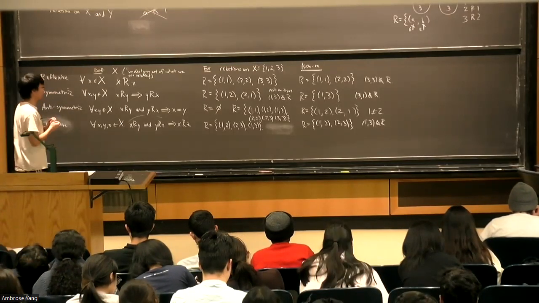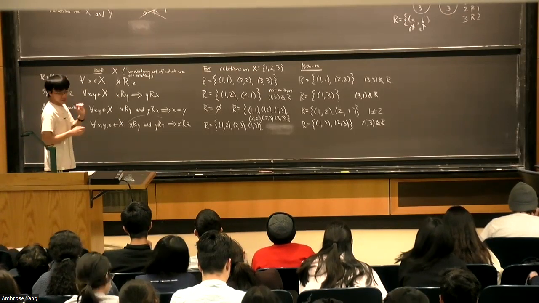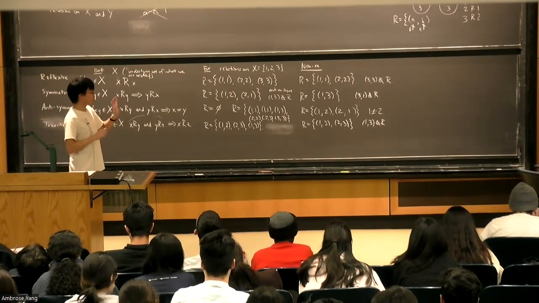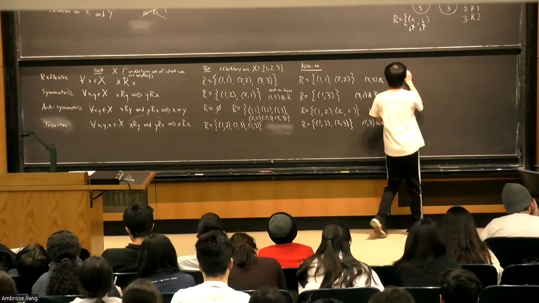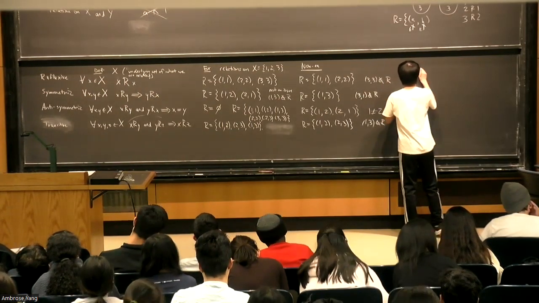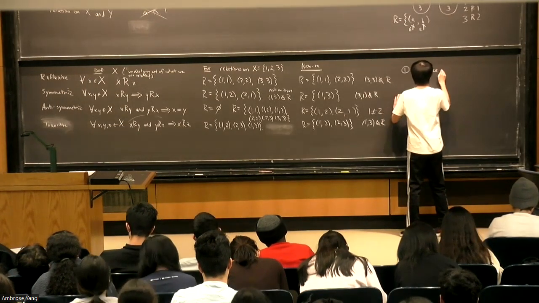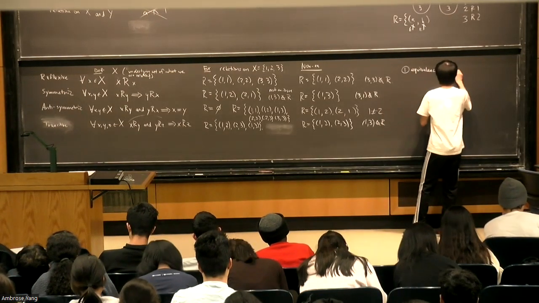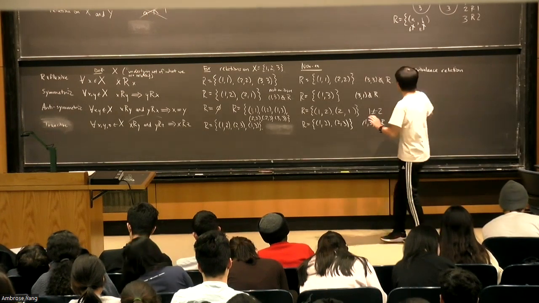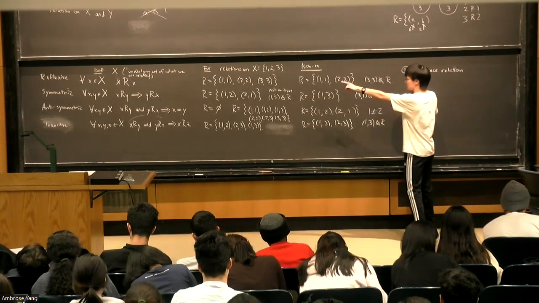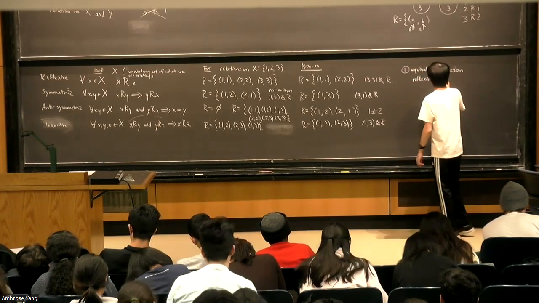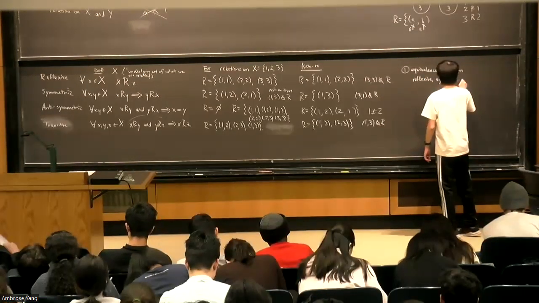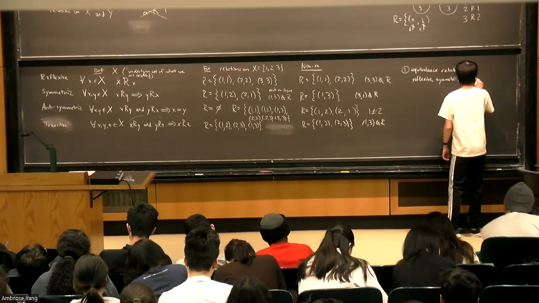Right, I now want to present a few more definitions. The first is that of an equivalence relation. An equivalence relation is simply a relation that is reflexive, symmetric, and transitive.